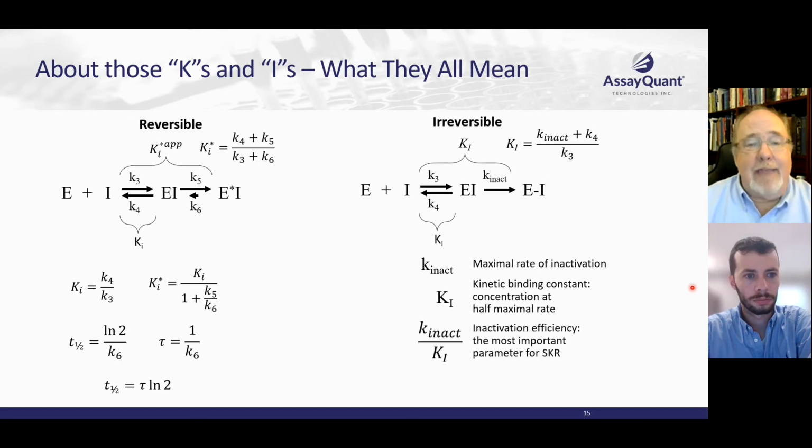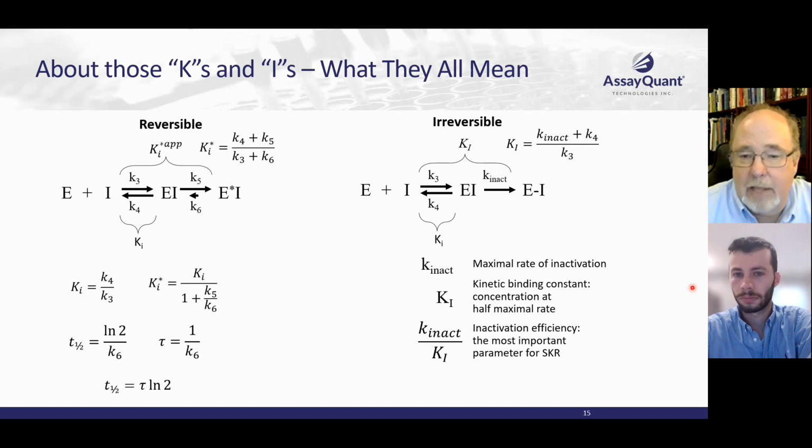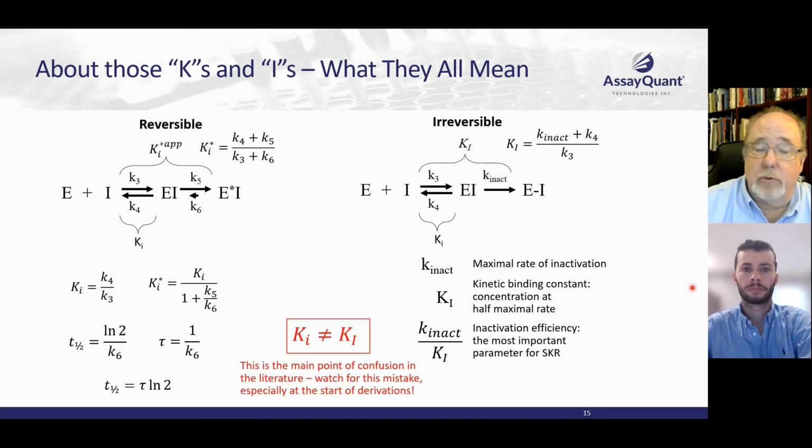And K inact on Ki, that's the inactivation efficiency. And that's the most important parameter for SKR. And that's very related to Michaelis-Menten substrate characterization, like K cat on Km. It's exactly the same math and exactly the same logic that goes into K inact on Ki. Very useful parameter, and that's what folks use.